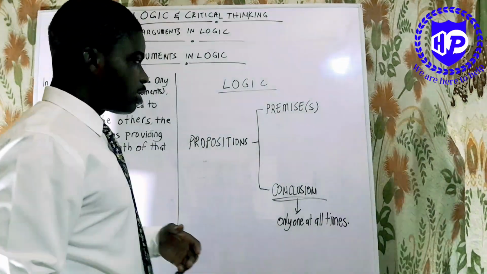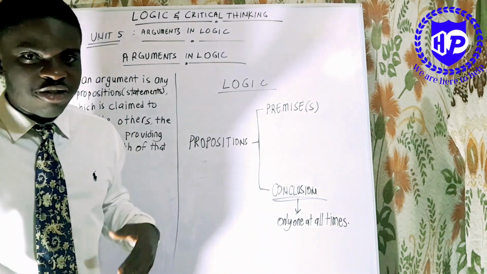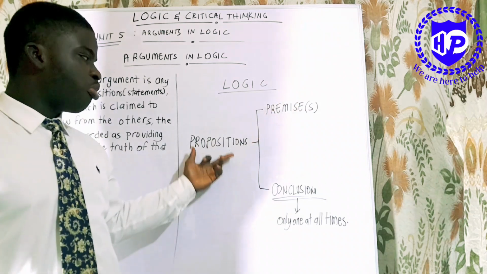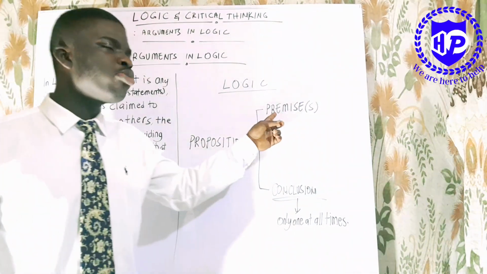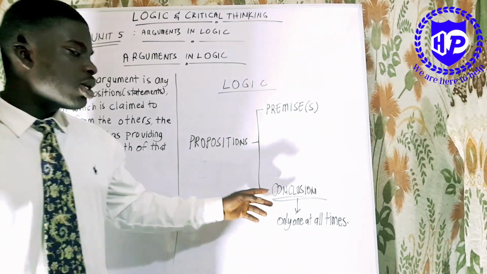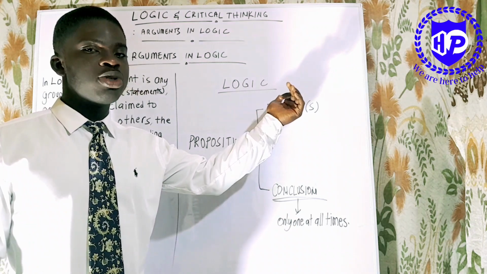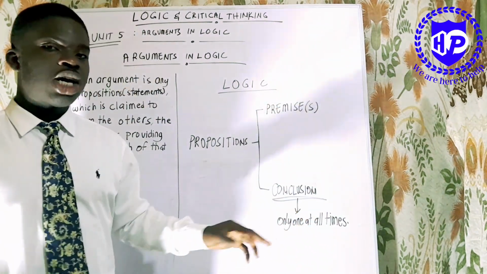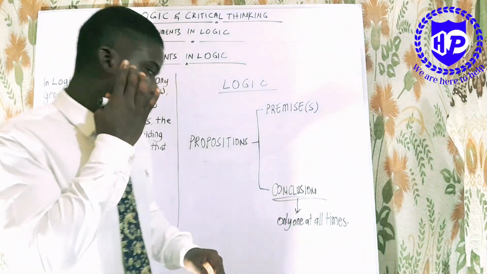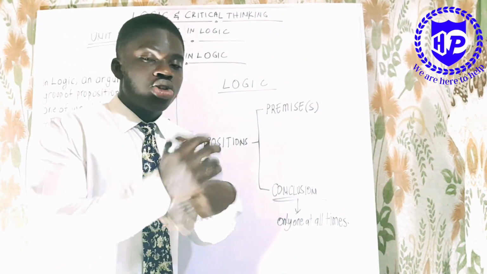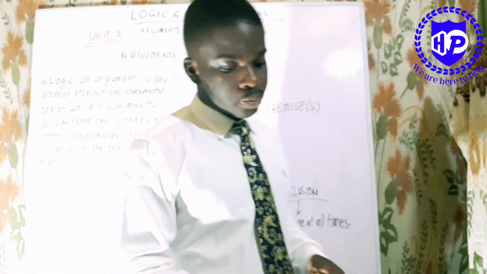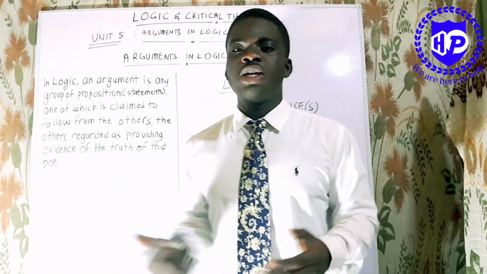And in logic and critical thinking, we have terms that we use to describe these types of propositions in an argument. The statements that provide the evidence are known as premise or premises. There may be one or more. And the one that follows from the premises is called the conclusion. Now, the conclusion has to be one at all times. In every argument, the conclusion is always only one. Now, in an argument, the conclusion can come at the beginning, at the end, or in the middle. So, let's move to the next part.